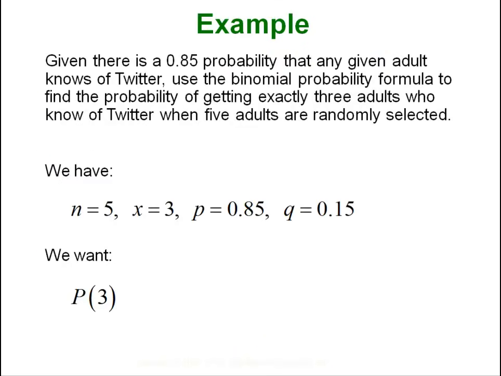Here is our example that we worked out before, right? The x's and the n's. 3 successes out of 5. Probability of a success is 0.85. Probability of a failure is 0.15. So we're looking for P of 3. We're looking for 3 successes.